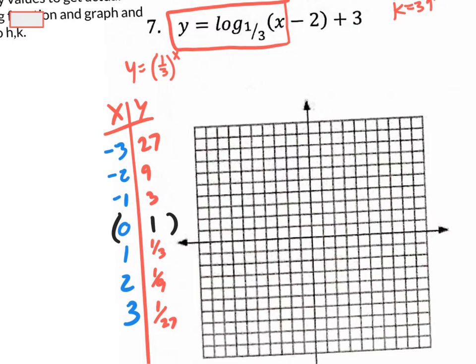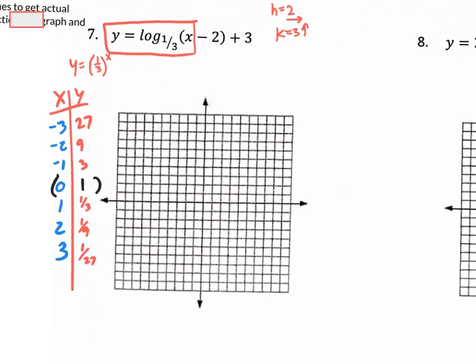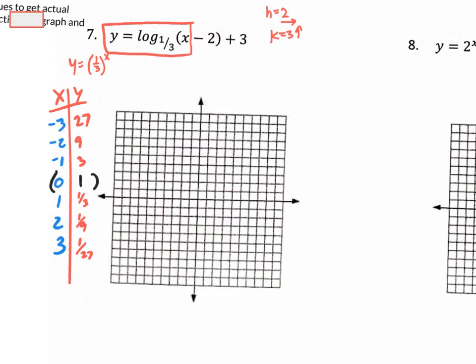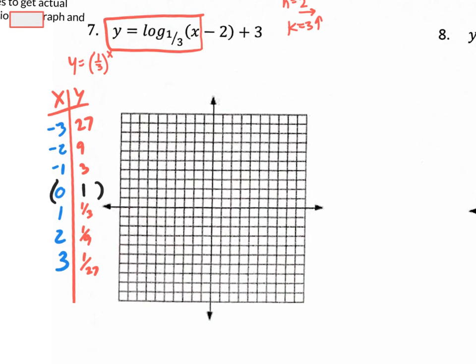Anyway, we have those coordinates, but those coordinates are the coordinates of the exponential decay function, not the actual logarithmic function. The actual logarithmic function, we're going to get those coordinates how? By switching the x and the y. Why? Because this is really the inverse of this, and to find the inverse, you switch x and y. So we're going to take these x and y values and we're going to switch them, thus giving us the coordinates of the actual logarithmic function, which is the inverse of this exponential decay function.